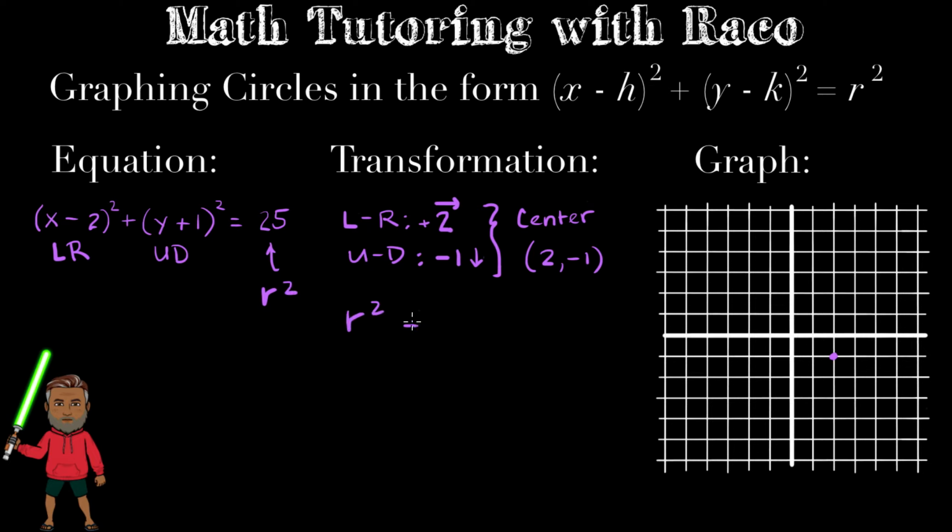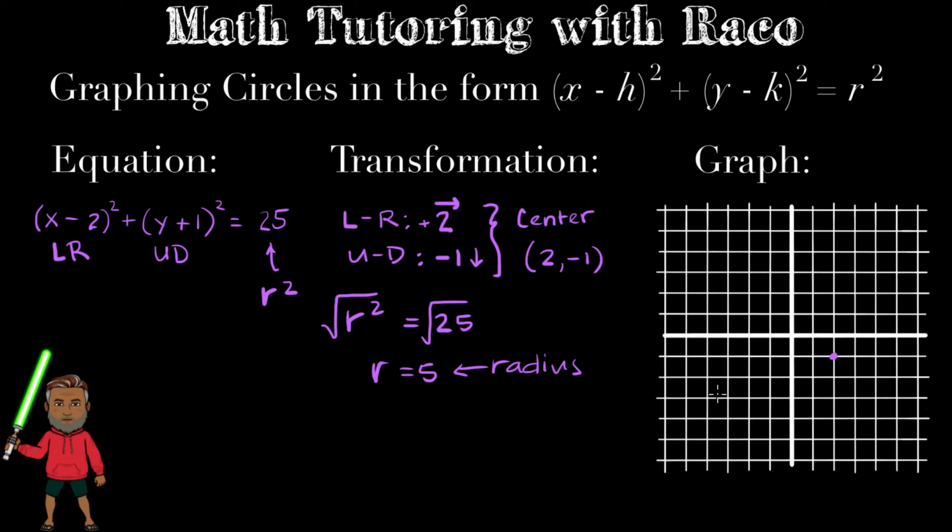So I'm just going to write down r to the power of 2 is 25. Now, to solve for r, we're going to square root both sides of this equation right here, and we get r is equal to 5. This is our radius, okay? So our radius of the circle. So the larger this number gets, the bigger our circle will get as far as radius is concerned. And the smaller it gets, of course, then the smaller our radius is.